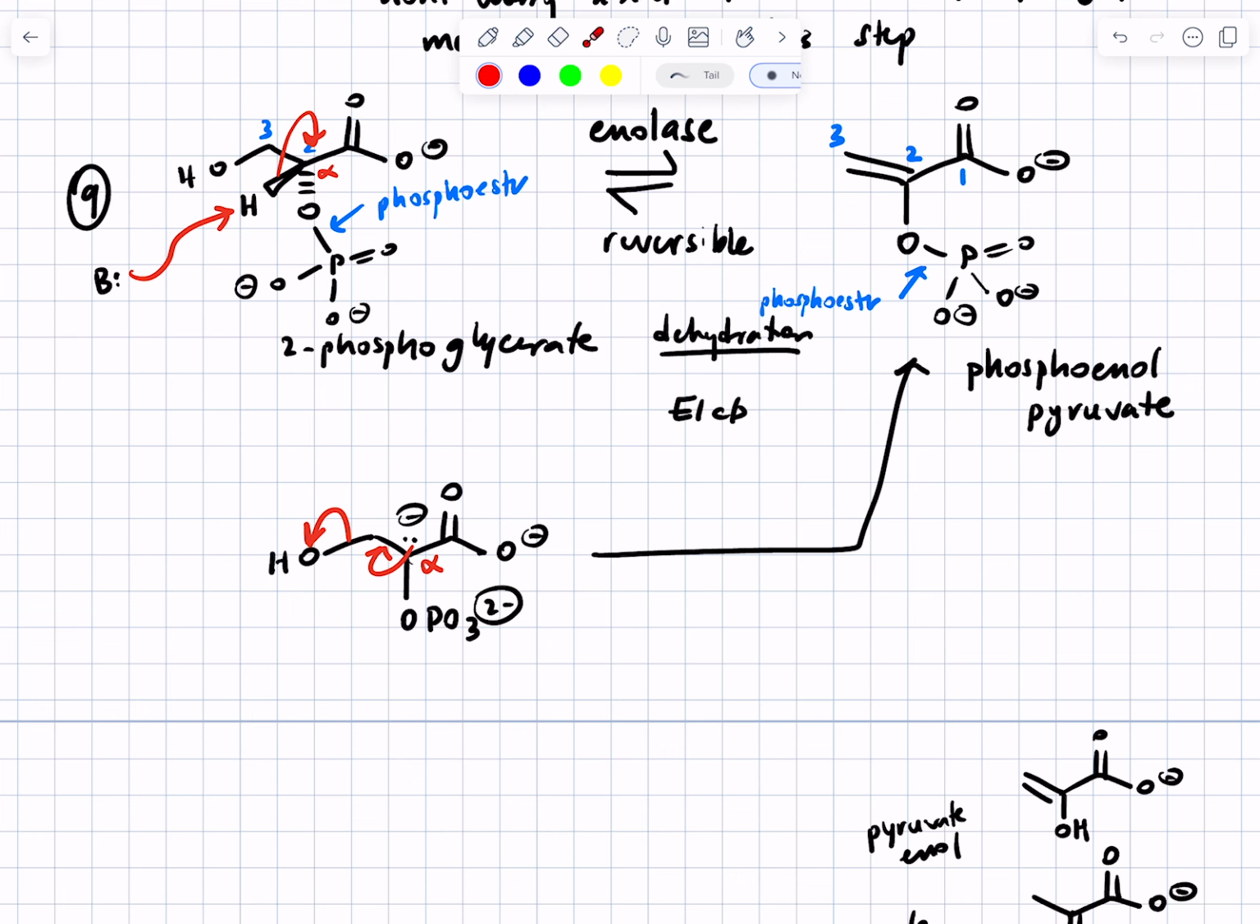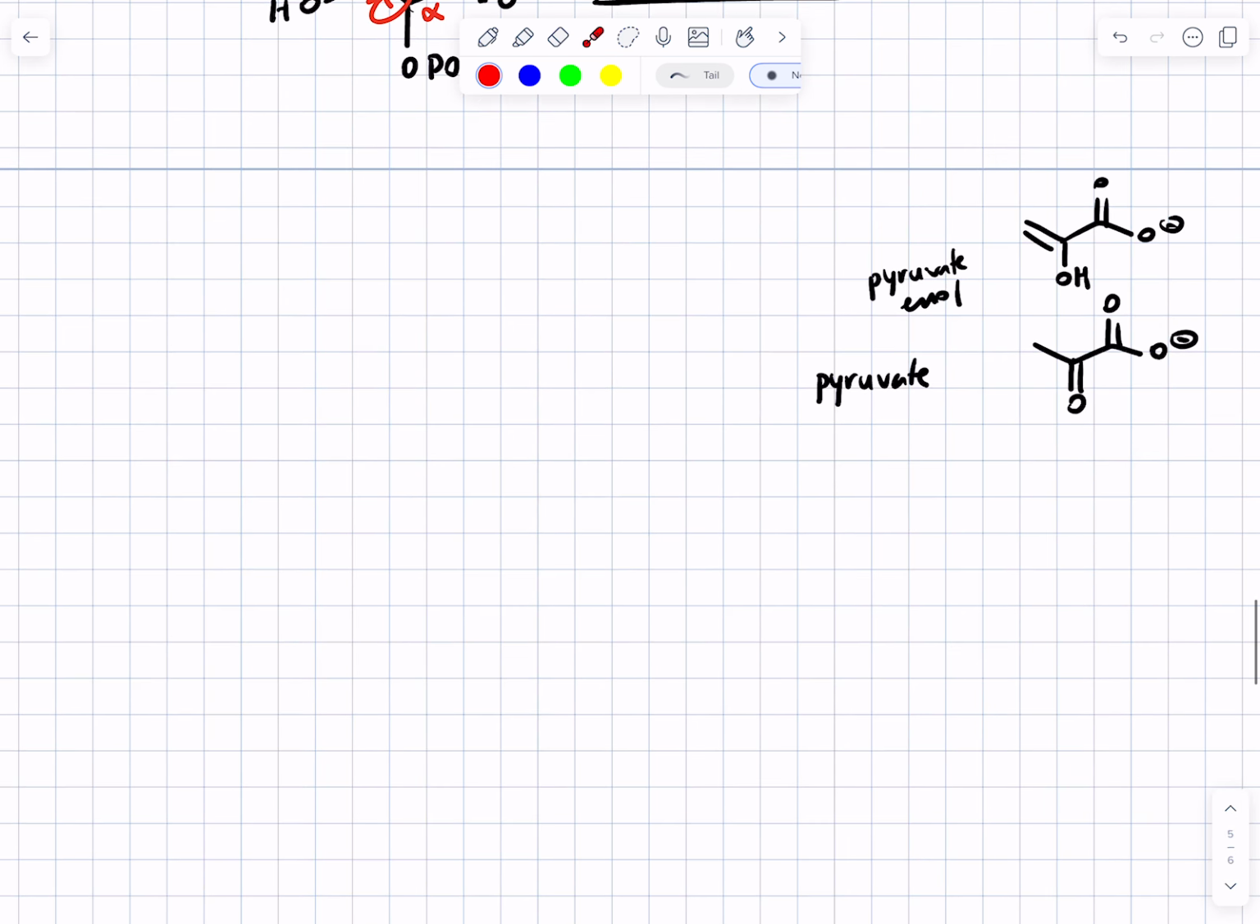Okay, ready for the last one. The neat thing about this final step is that it is irreversible. It is crazy downhill in energy. So we'll start with phosphoenolpyruvate.